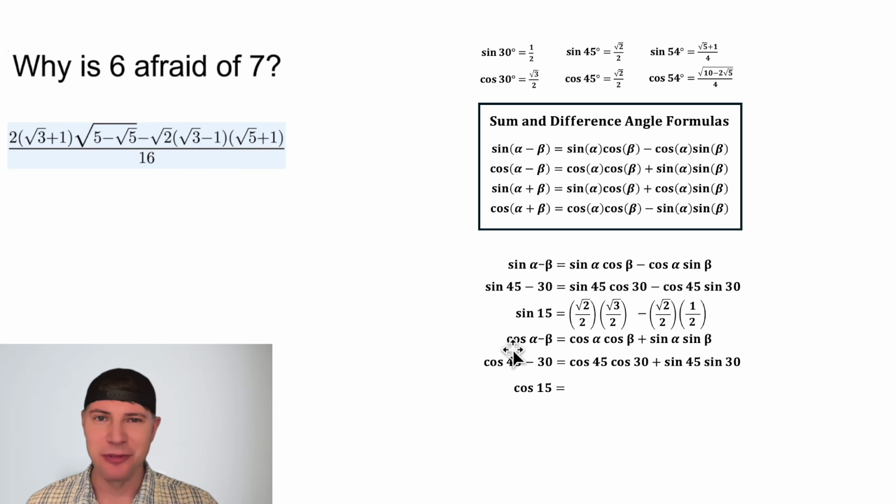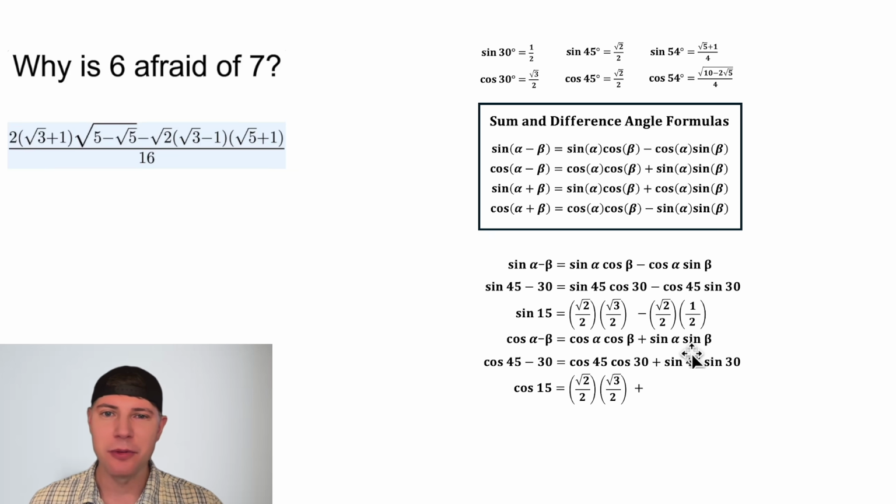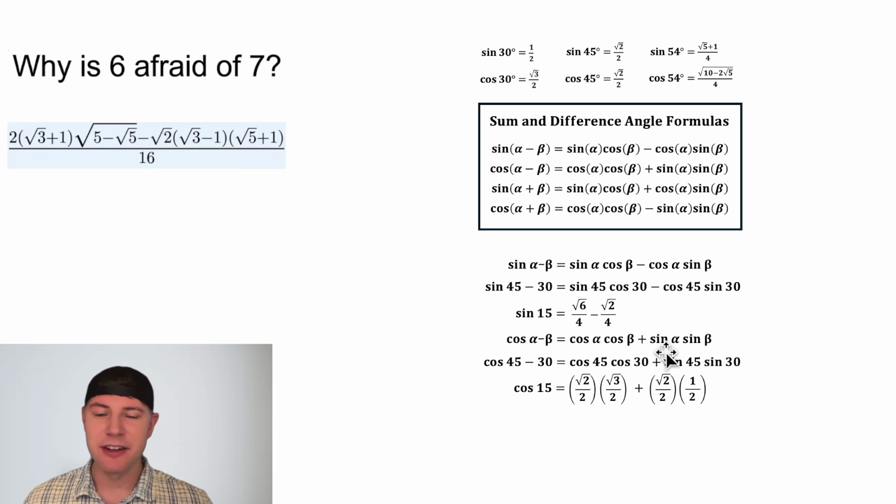And we can do the same thing for this formula. Cosine of 45 was root 2 over 2. Cosine of 30 was root 3 over 2. Sine of 45 was root 2 over 2, and sine of 30 is equal to 1/2. Now let's clean this up a little bit. Root 2 times root 3 is root 6, and 2 times 2 is equal to 4. And for this one, root 2 times 1 is equal to root 2, and 2 times 2 is equal to 4. So we just found out that sine of 15 is equal to root 6 over 4 minus root 2 over 4.